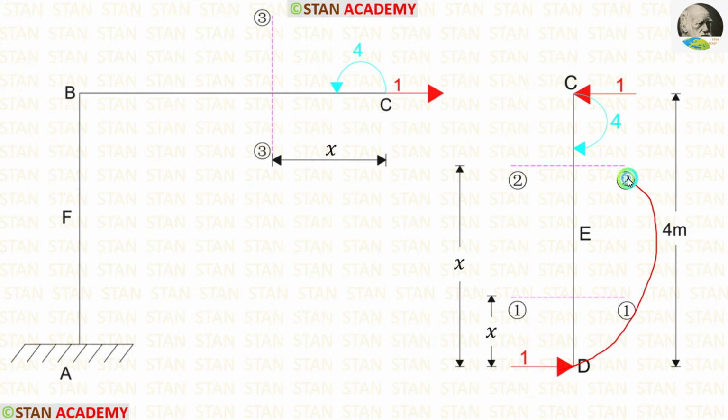This unit load is acting about the point C in the anti-clockwise direction. The distance is 4. 1 into 4, we will get 4. So the moment developed at the point C should be 4. Since this load is acting in the anti-clockwise direction, the moment developed at the point C should be acting in the clockwise direction.